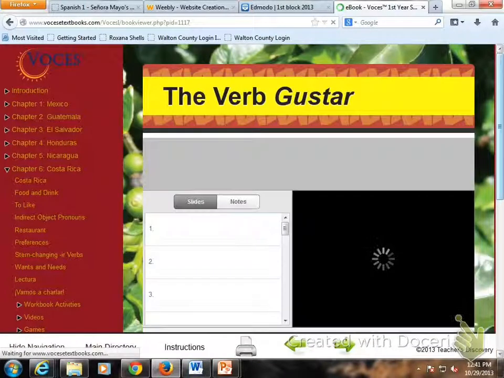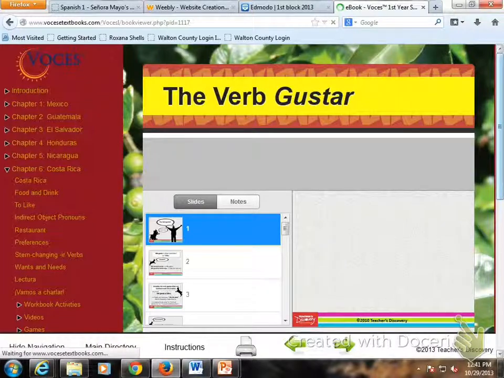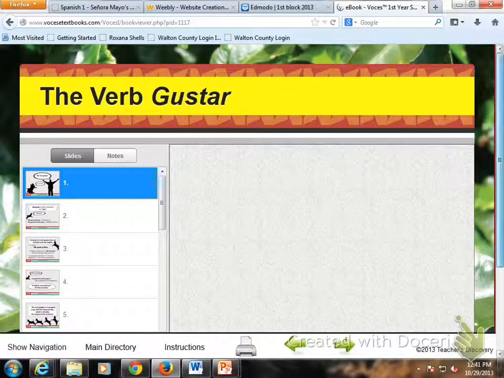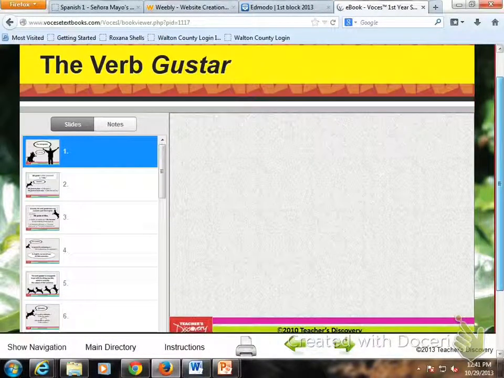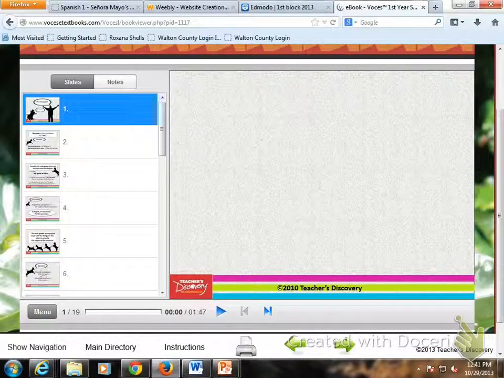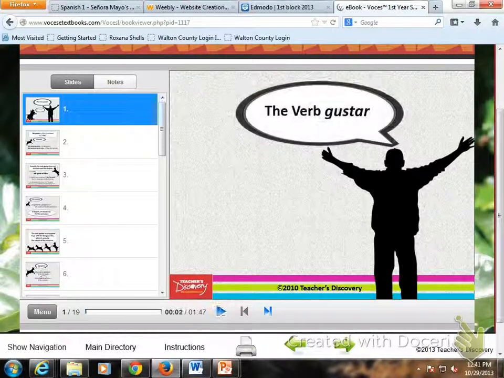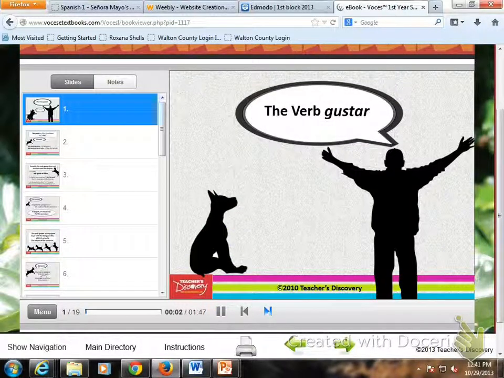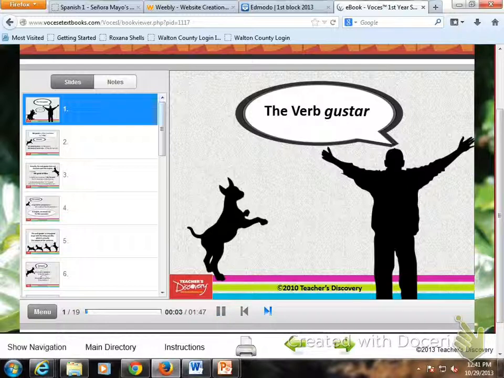Alright, the verb gustar. The closest translation that we have to the verb gustar in English is to like, although it doesn't quite work that way. As we know, some things in Spanish don't translate literally. So this is one of those cases where the verb just doesn't quite fit, or it doesn't quite work word for word.